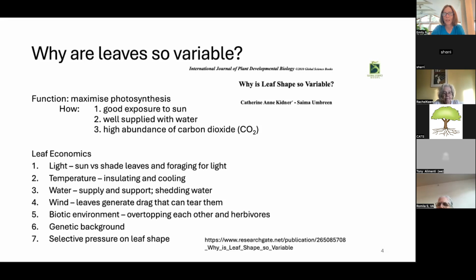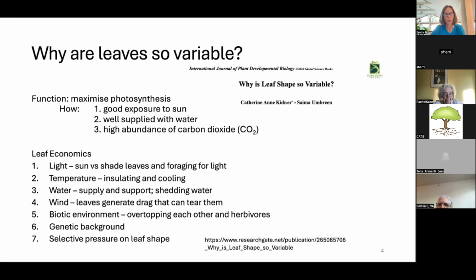And then in this article, they went on to talk about leaf economics, which was quite a surprise to me because I didn't know that there was such a thing, but economists get away with being everywhere. So I guess this is one of the other places they've gotten to.